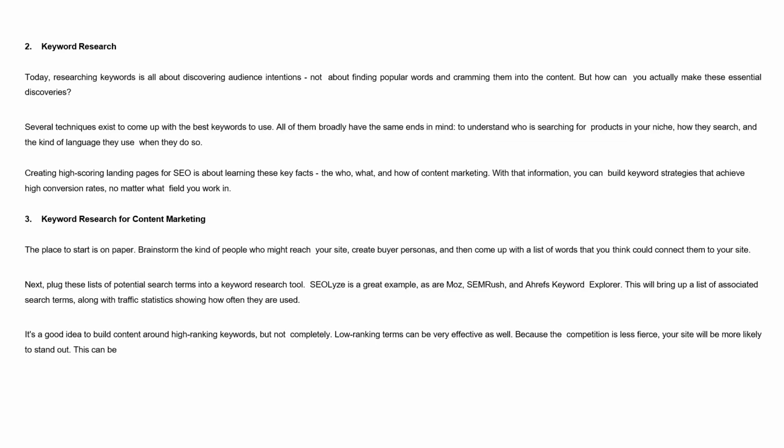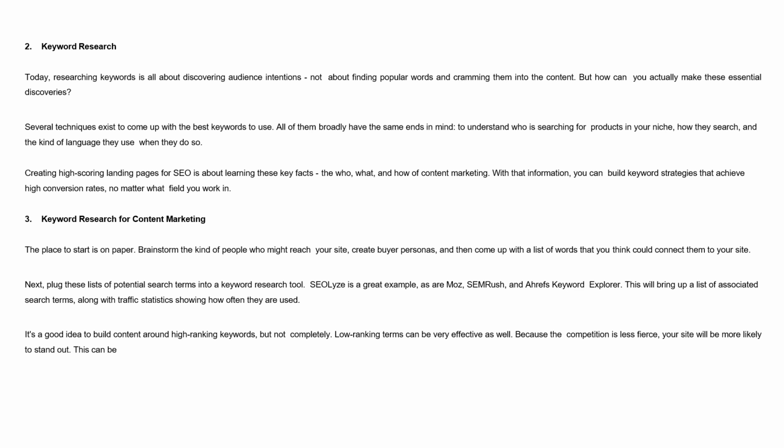Keyword research. Today, researching keywords is all about discovering audience intention, not about finding popular words and cramming them into the content. But how can you actually make these essential discoveries? Several techniques exist to come up with the best keywords to use. All of them broadly have the same end in mind: to understand who is searching for products in your niche, how they search, and the kind of language they use when they do so. Creating high scoring landing pages for SEO, that is search engine optimization, is about learning these key facts: the who, what, and how of content marketing. With that information, you can build keyword strategies that achieve high conversion rates no matter what field you work in.